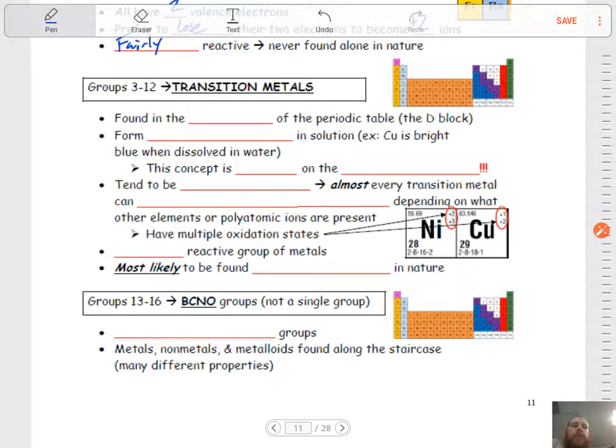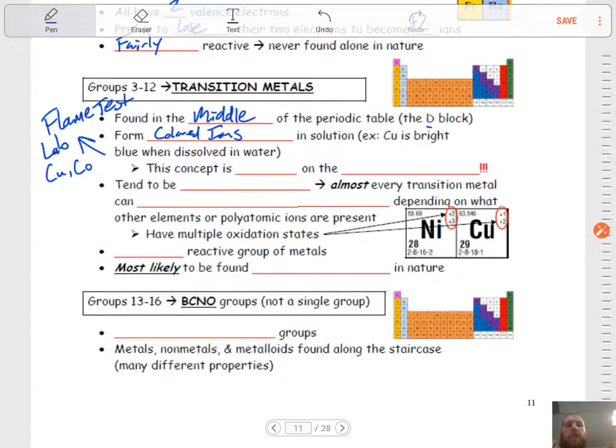So groups 3 through 12, those are your transition metals. They are in the middle of the periodic table, known as the D block. We didn't get into that, so don't stress about it. These ones form colored ions in solution. If you think back to the flame test lab, if you specifically think about copper and cobalt, copper was blue in solution. Cobalt was that nice reddish color that you saw. This concept of colored solutions, all right, is always on your Regents exam. Star this in your notes, highlight it, make sure you know that transition metals form colored ions in solution.